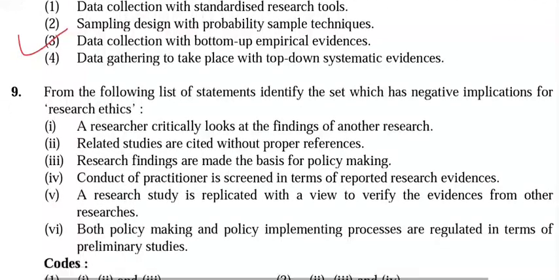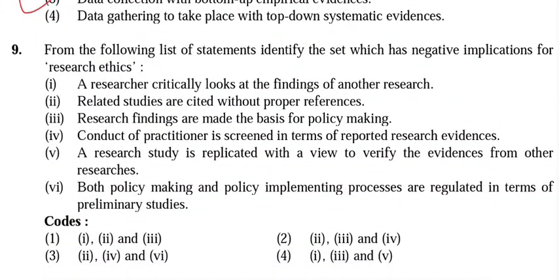Number 9. From the following list of statements, identify the set which has negative implications for research ethics. Number 1 says, a researcher critically looks at the findings of another research. 2, related studies are cited without proper references. 3, research findings are made the basis for policy making. 4, conduct of practitioner is screened in terms of reported research evidences. 5, a research study is replicated with a view to verify the evidences from other researchers. 6, both policy making and policy implementing processes are regulated in terms of preliminary studies.